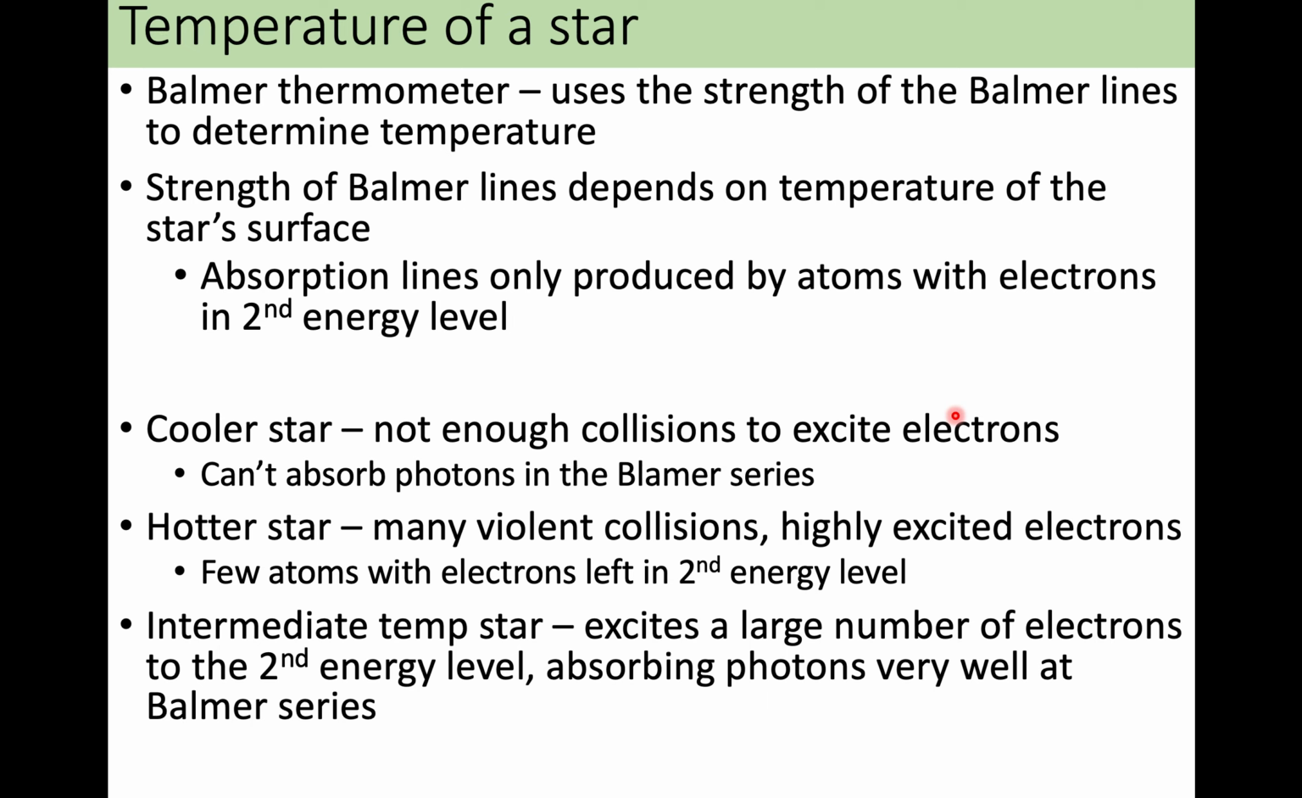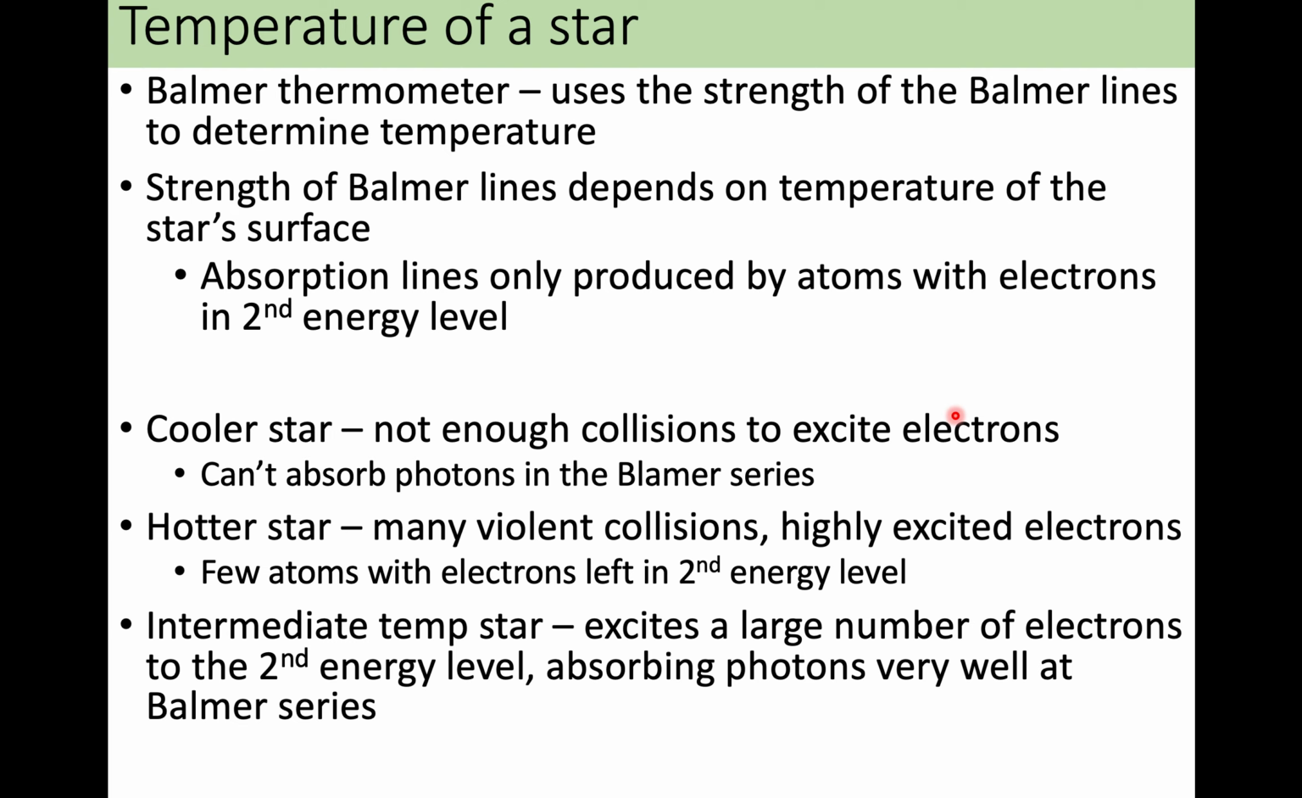Now, in a very, very hot star, there are way too many collisions. All of the atoms will be too excited. There aren't going to be enough left in that 2nd energy level. They will all have jumped to further energy levels. The star's too hot. Meaning, with a hotter star, we still will not see the Balmer series pattern.